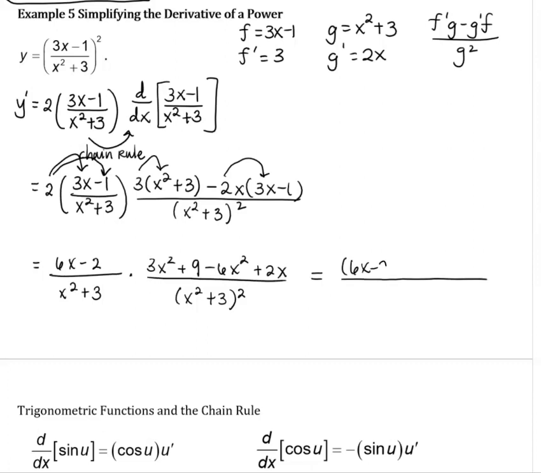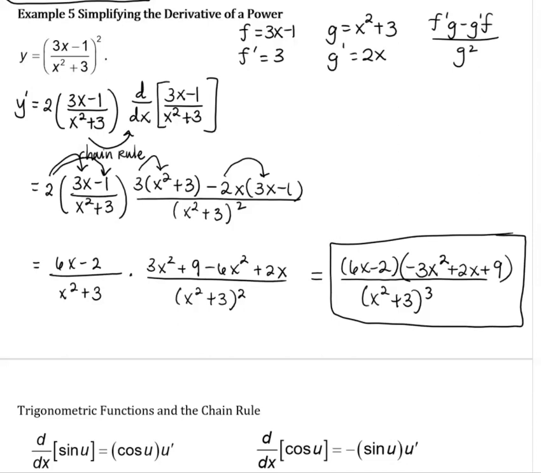So we have the 6x minus 2 from the numerator of the first fraction. When I combine like terms in the numerator of the second fraction, I'll combine this 3x squared with that negative 6x squared to give me a negative 3x squared. And then we'll have our plus 2x and our plus 9. In the denominator, we will multiply this x squared plus 3 with this x squared plus 3 squared to give us x squared plus 3 cubed. And there is our simplified derivative.